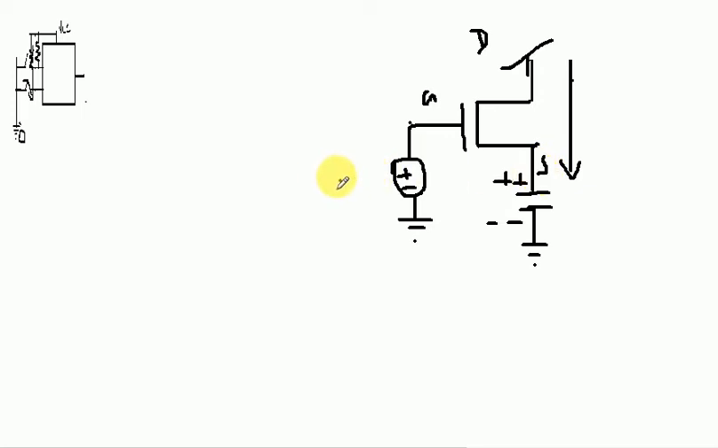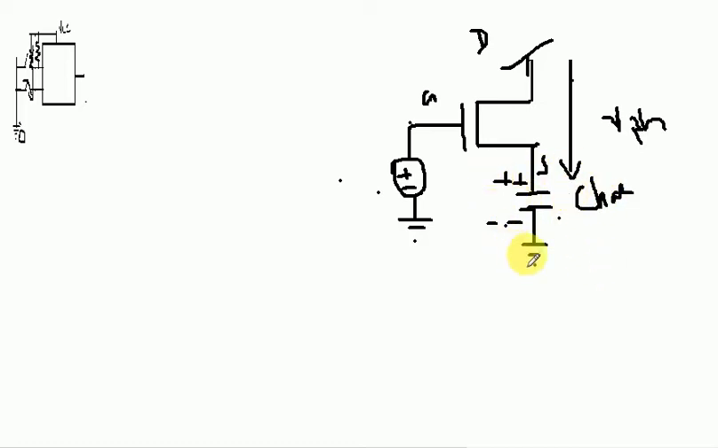Now suppose there is an input signal like this, and at the source terminal I put a capacitor. So when the NMOS is on, we know that the minimum voltage to turn on the NMOS is VTH, the threshold voltage. So when this circuit is switched on, the capacitor is charging through VCC to ground. Plus minus polarity, you know.